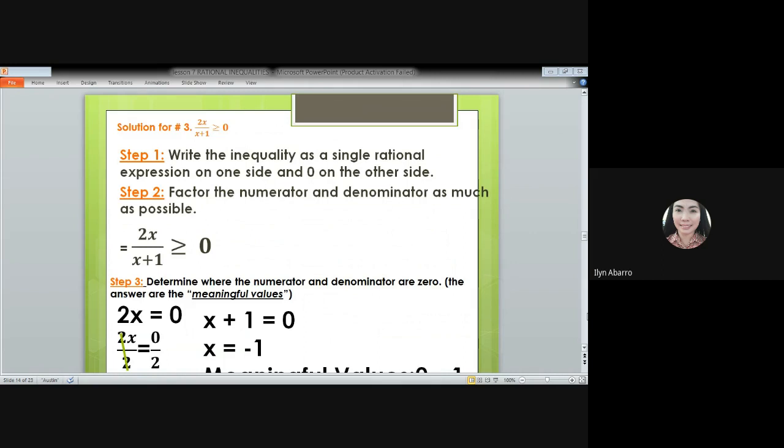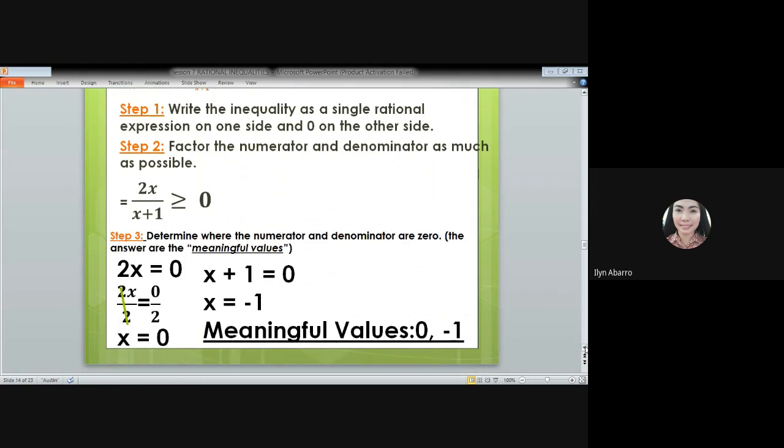Okay, let us have number 3: 2x over x plus 1 is greater than or equal to 0. Step 1, write the inequality as a single rational expression on one side and 0 on the other side. Step 2, factor the numerator and denominator as much as possible. Now let us check our given. One side is 0 already and the other side is a single rational expression already. So we can now proceed to step 3, finding the meaningful values.